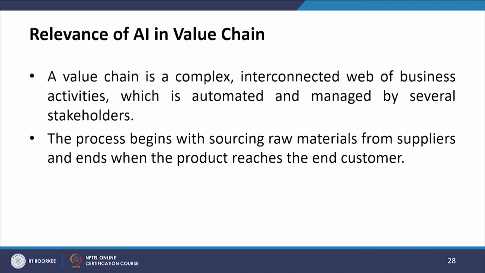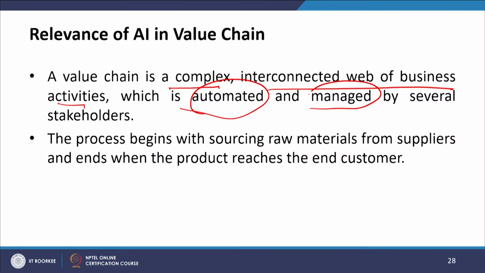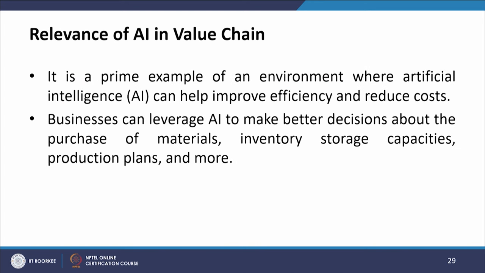Now, let us look at the relevance of AI in the value chain. A value chain is a complex interconnected web of business activities, some of which are automated, and it is managed by several stakeholders. So, keep in mind that it is a complex interconnected web of business activities, managed by several different stakeholders. There is no one person or one organization managing the value chain. The process begins with sourcing raw material from suppliers and ends when the product reaches the end consumer. It is a prime example of an environment where artificial intelligence can help improve efficiency and reduce cost.